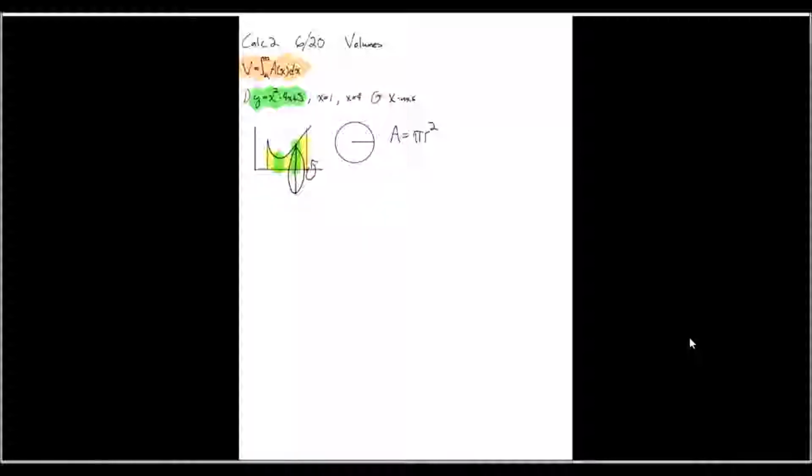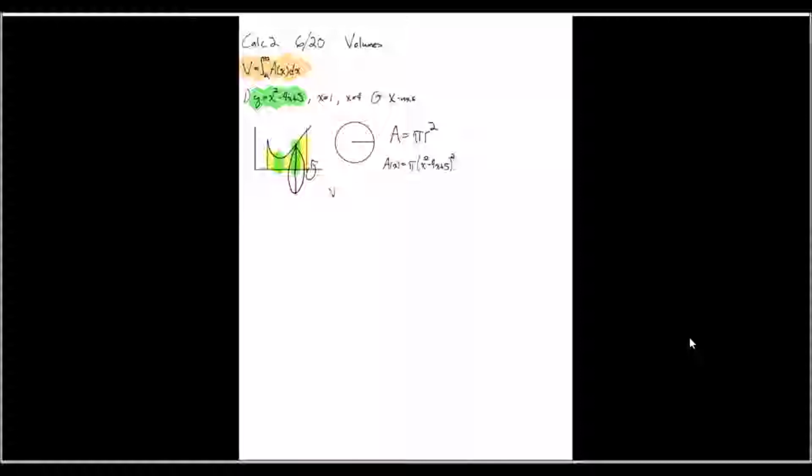So what I'm going to do now is write out what my area function is. So my A of x for this particular problem is going to be, first of course, pi, and my radius squared. Now, my radius was given by y, right? So it's x squared minus 4x plus 5, squared. I can plug that in, right?